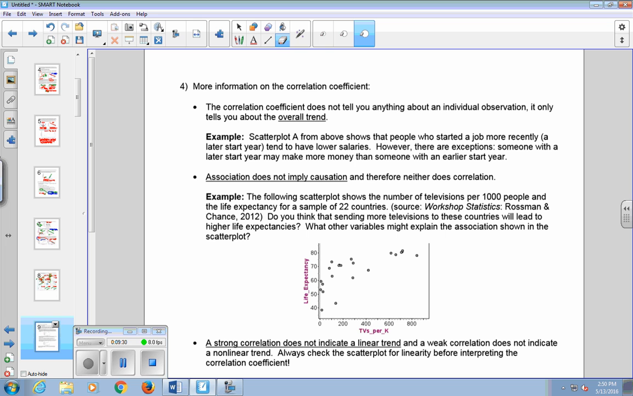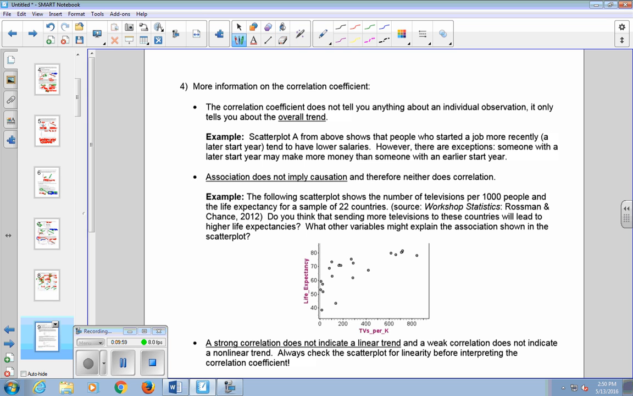Second thing on our list. So I'm back to the next page. Association does not imply causation, and therefore neither does correlation. So as an example, the following scatter plot shows the number of televisions per 1,000 people and the life expectancy for a sample of 22 countries. And this is from the Workshop Statistics book by Rossman and Chance. Question is, do you think that sending more TVs to these countries will lead to higher life expectancies? And what other variables might explain the association seen in the scatter plot?